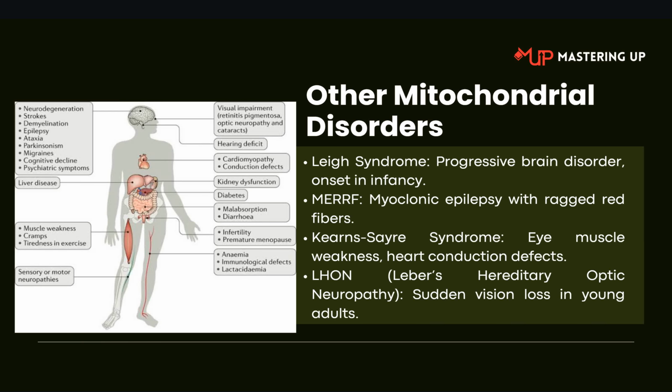Beyond MELAS, there are numerous mitochondrial disorders, each with unique symptoms. Leigh syndrome affects the central nervous system. MERRF presents with seizures and muscle issues, while Kearns-Sayre syndrome deals with eye muscle weakness and heart conduction defects. And Leber's hereditary optic neuropathy shows sudden vision loss in young adults.